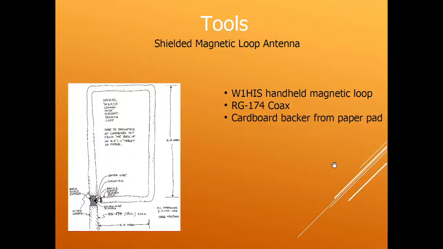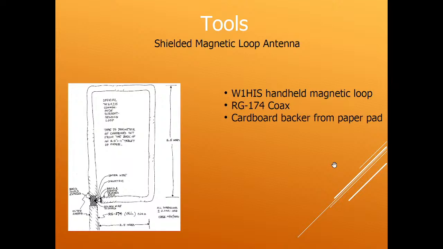So another antenna is known as the W1HIS handheld magnetic loop. W1HIS is Chuck Conselman, who has done just a tremendous job of detailing how to use ferrite cores to suppress noise in your house. If any of you have ever been to Chuck's home, you know that it's basically a shrine to ferrite. He has ferrite on everything.